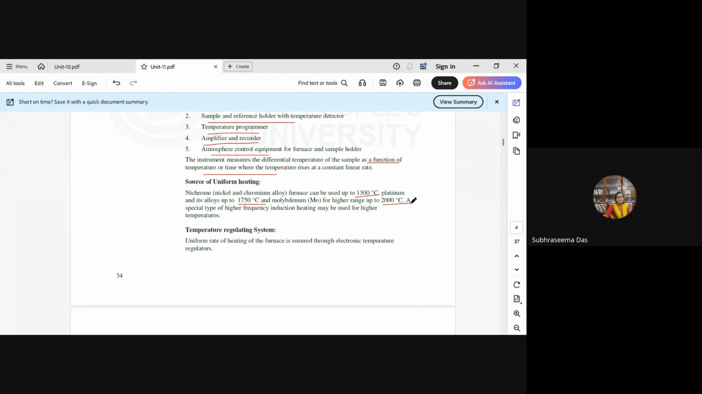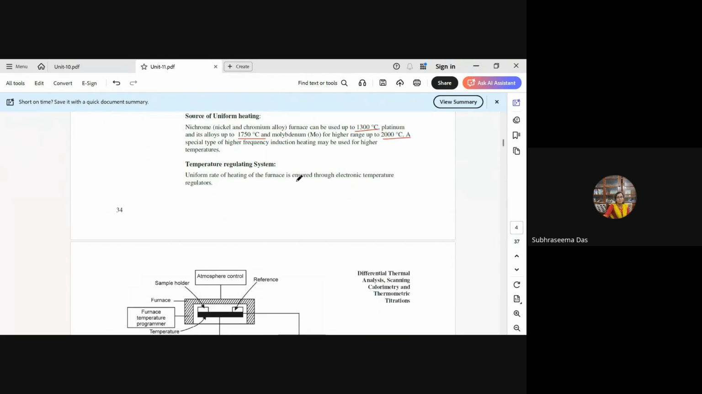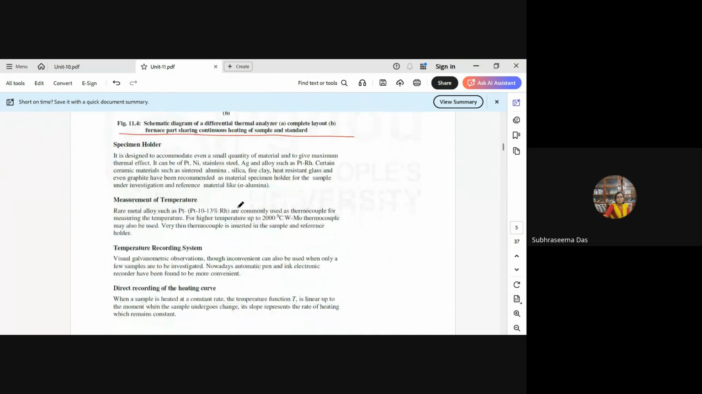So depending upon our temperature, the heating source can be used. Temperature regulating system: a uniform rate of heating is ensured through electronic temperature regulators. Specimen holder: it is designed to accommodate even a very small quantity and to give maximum effect.